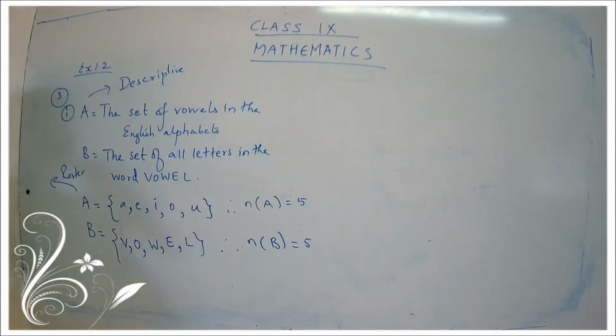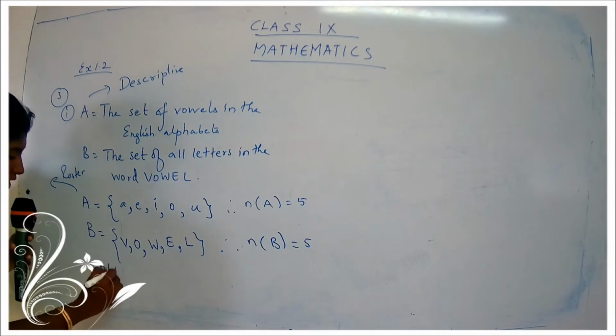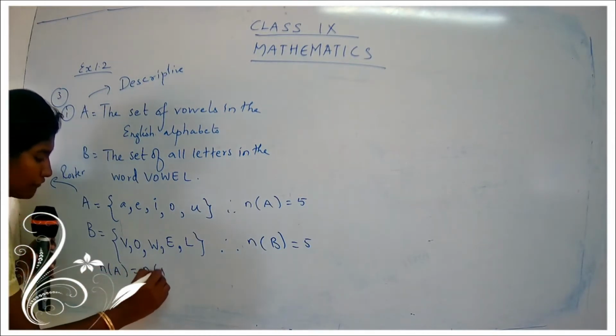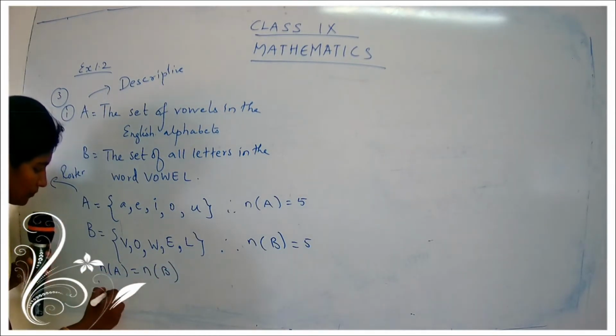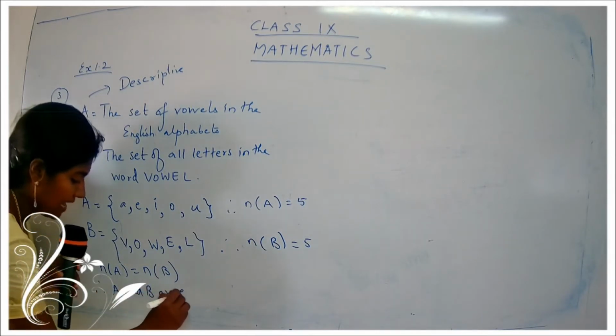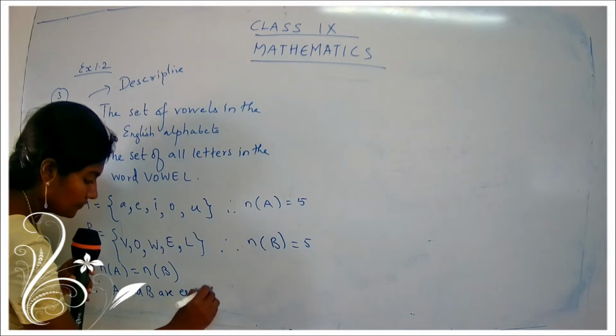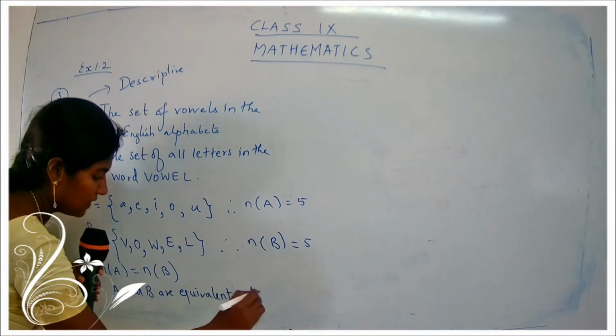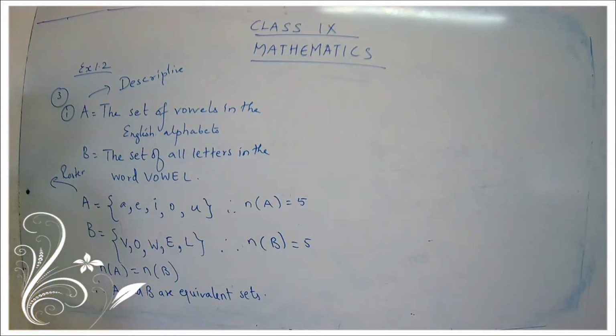Okay. So the cardinal numbers are same. You say, n of A is equal to n of B. Therefore, A and B are equivalent sets. A and B are equivalent sets. I hope you are clear with the explanation.